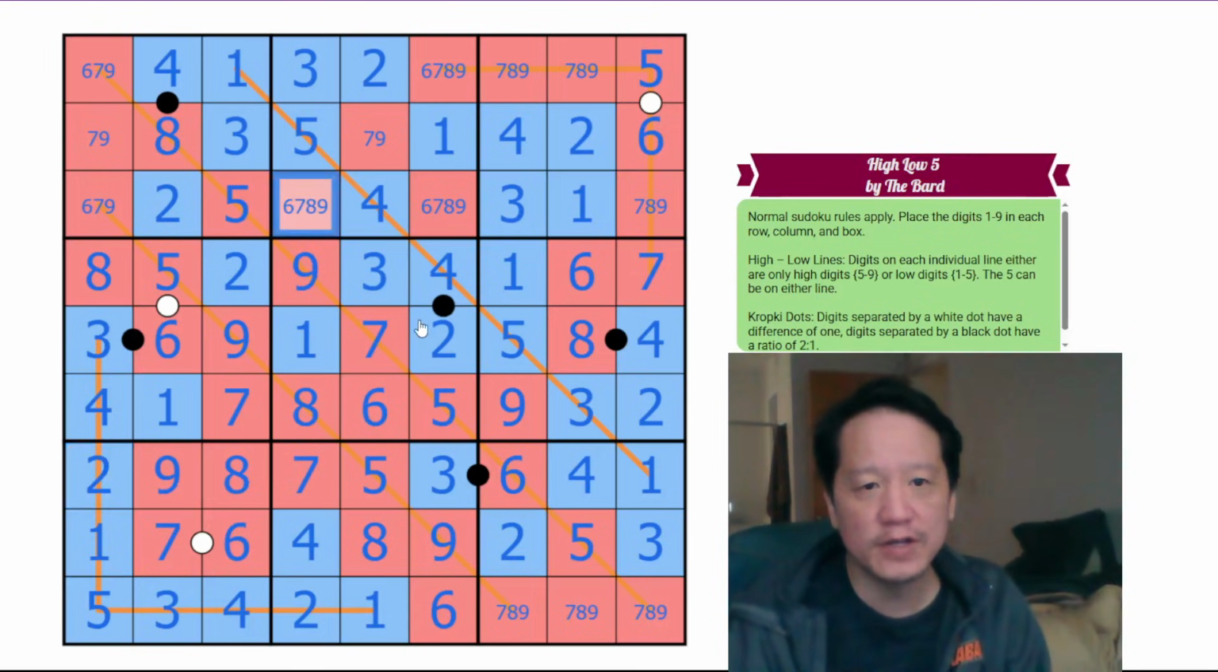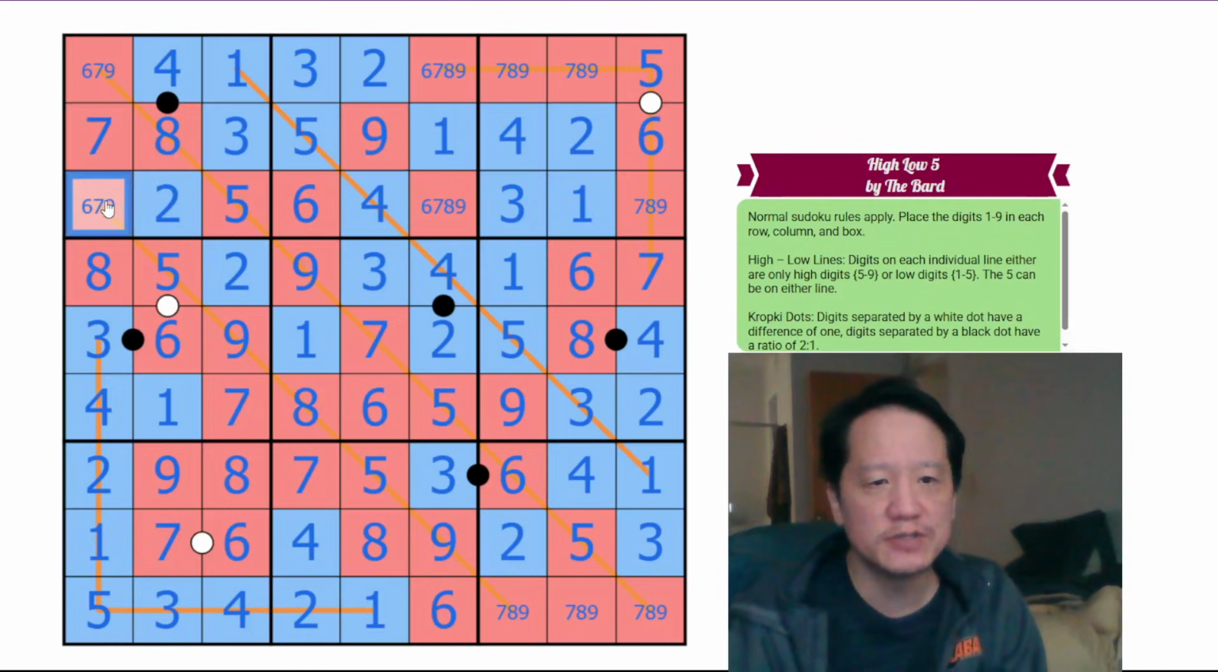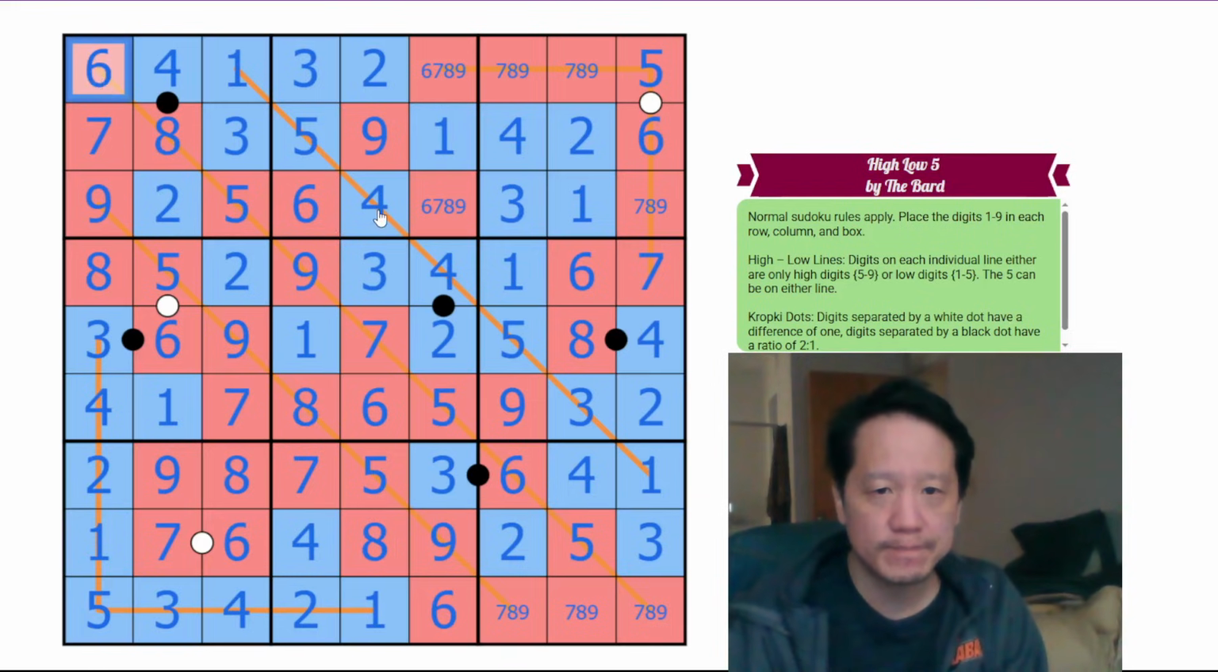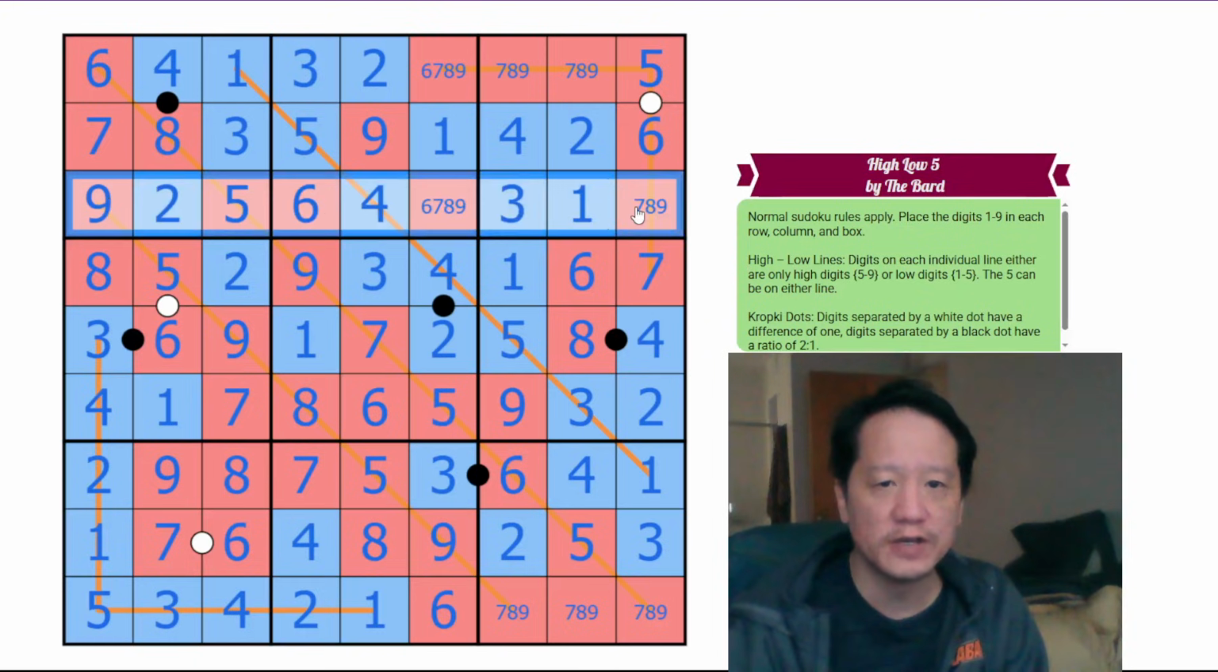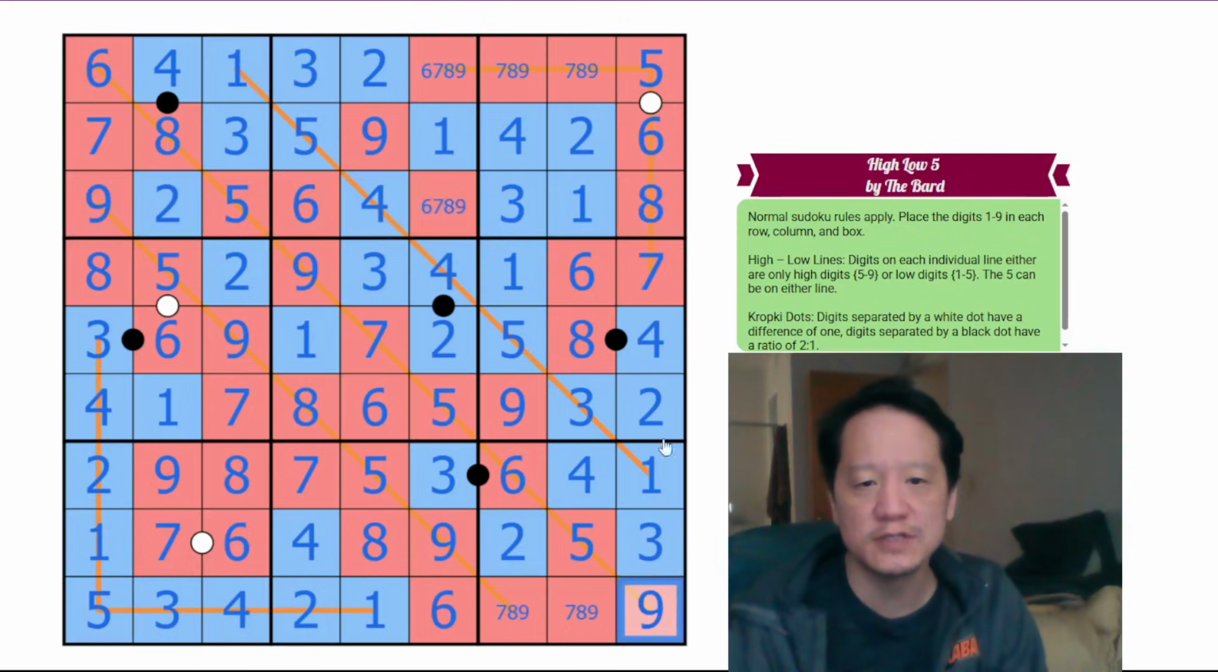This can't be 7, 8, or 9. It's 6. 7 eliminates 7 here, so it's 9. 9 eliminates 9 here, so it's 7. This can't be 6 or 7. It's 9, which forces that to be 6. 7 eliminates 7 being here, and this can't be 9 because of 9 in the row, so this is 8, which makes this 9. This can't be 8 or 9. It's 7, which forces this to be 8.